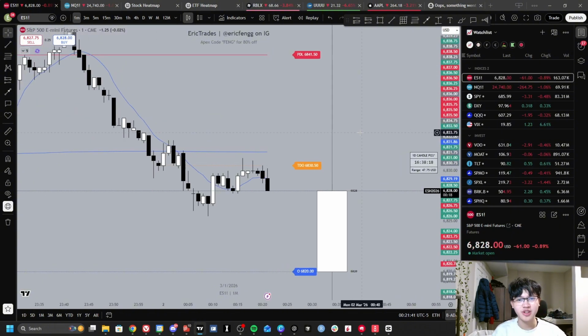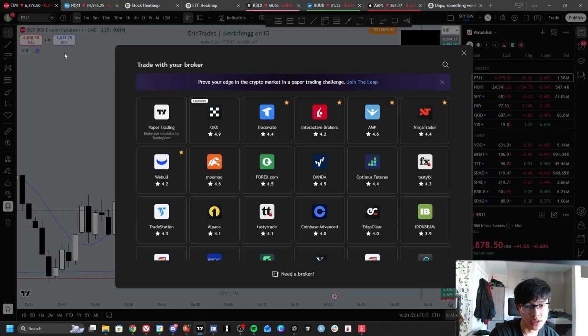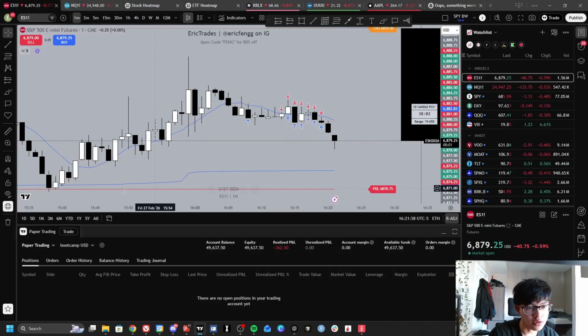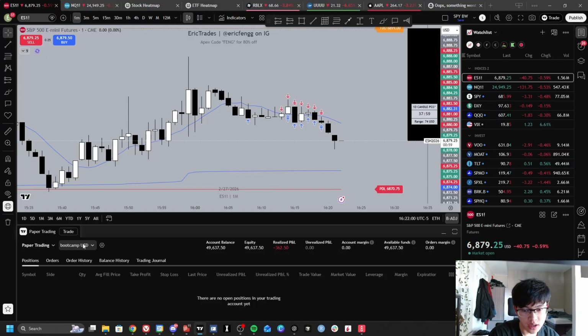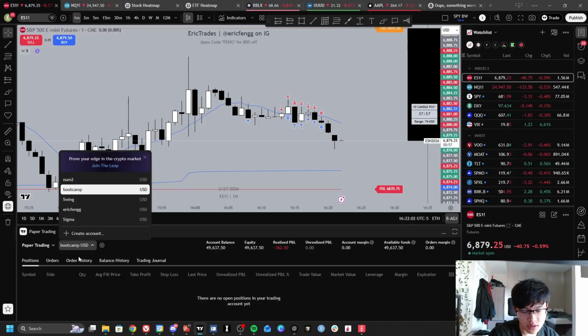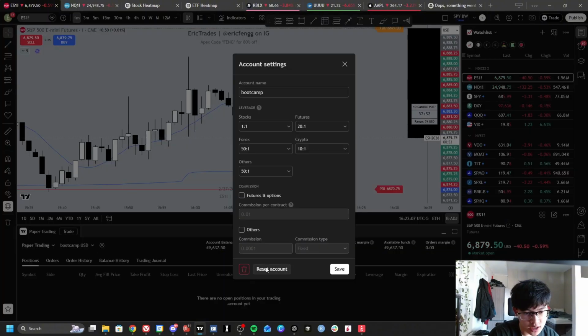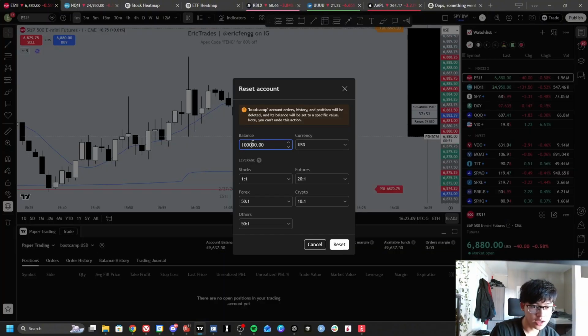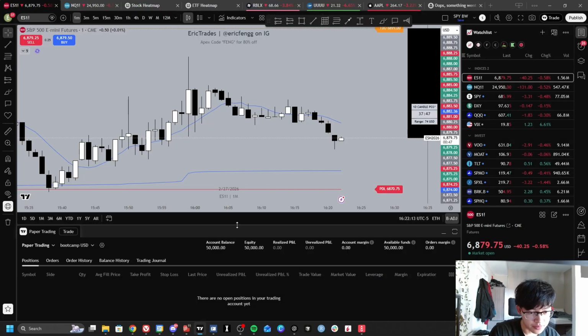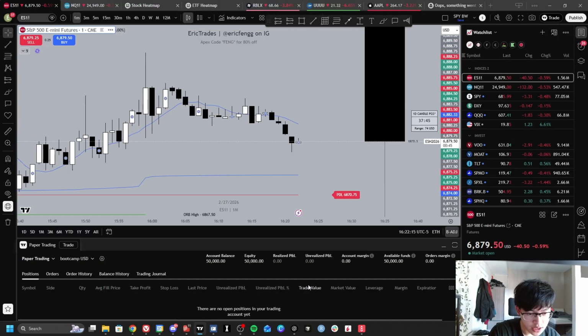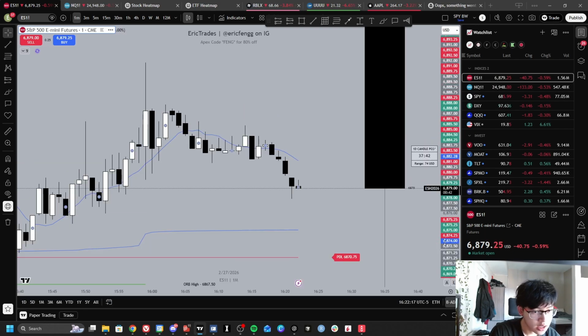Now onto the paper trading. To get started, we can either press the buy button or this trade button and open up paper trading. We can see all the other brokers, but for now we'll just go with paper trading. Then we have all these accounts that you can see here. If you want to change any settings, you can reset the account. So let's do reset because I'm doing a separate run. Now our account is back at 50K.